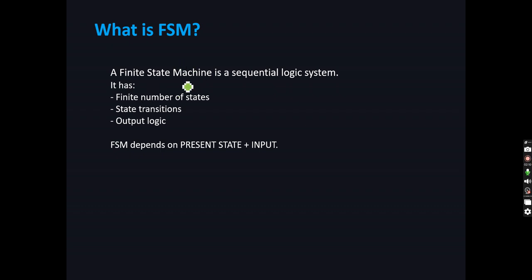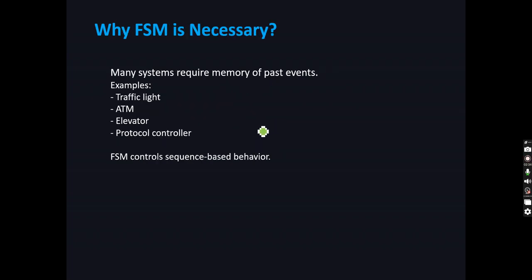So first of all, what is known as an FSM? FSMs are nothing but finite state machines. They contain a finite number of states, state transitions, and output logic. An FSM mainly depends upon the present state as well as the input. Some FSMs depend only on the present state. So let's go further.